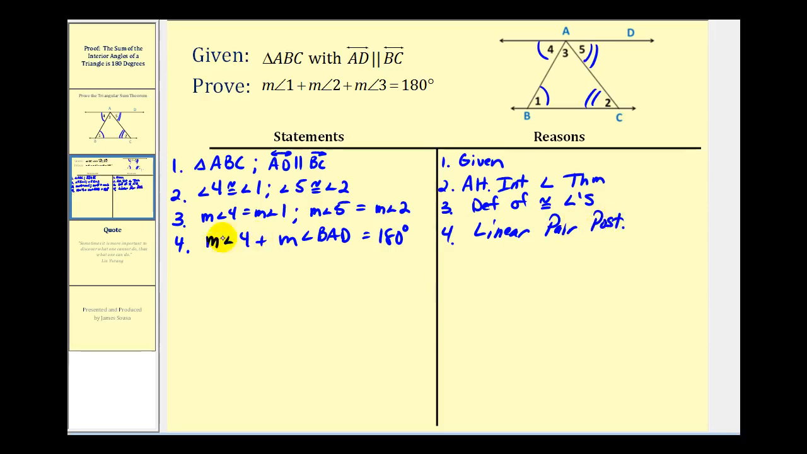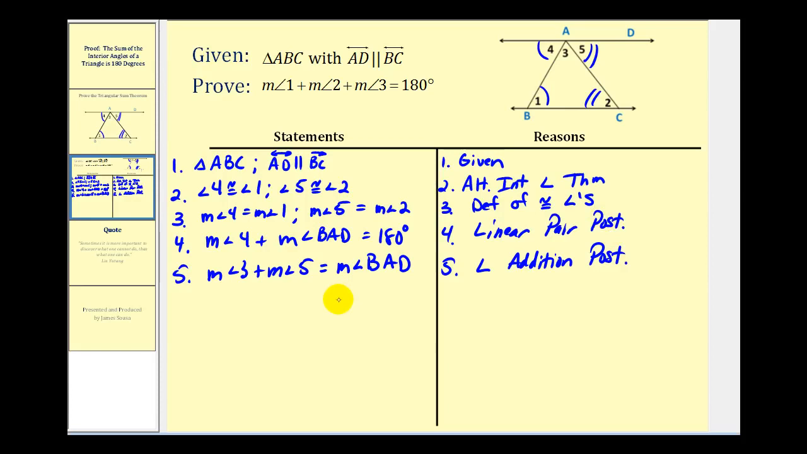Now our ultimate goal is to replace the measure of angle BAD with the measure of angle 3 plus the measure of angle 5. But we'll first have to state that the measure of angle 3 plus the measure of angle 5 is equal to the measure of angle BAD. And the reason for this is the angle addition postulate. Now we can replace the measure of angle BAD with the measure of angle 3 plus the measure of angle 5 using substitution.